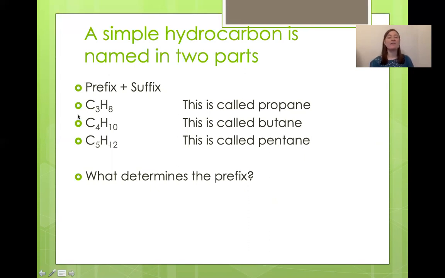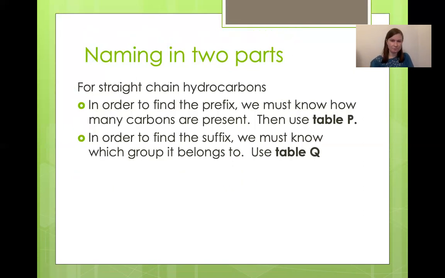If we look at the prefix, here are three different molecules that have different prefixes: propane, butane, pentane. So let's think about what's determining the prefix. The prefix here is based on the number of carbons. So the prefix basically is telling you how many carbons you have, and then the suffix is telling you what type of molecule it is, which lets you figure out how many hydrogens it's going to have.